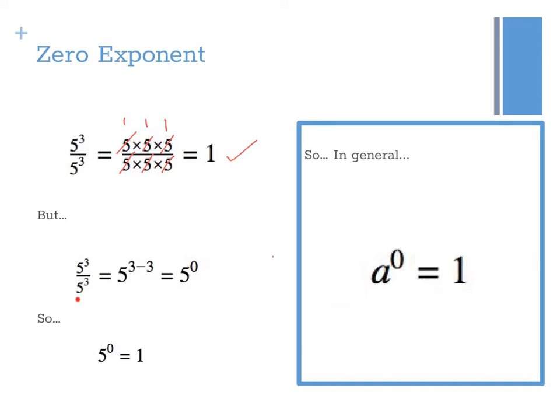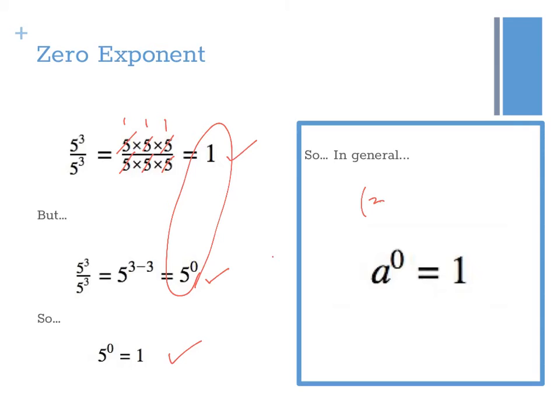So when we divide powers with the same base, we're supposed to subtract the exponents. If we subtract the exponents, 3 minus 3 is 0. So then this answer is also 5 to the 0. So if it's equal to 5 to the 0 and it's equal to 1, then those two things must be equal. So 5 to the 0 equals 1. Or anything to the power of 0 is 1.